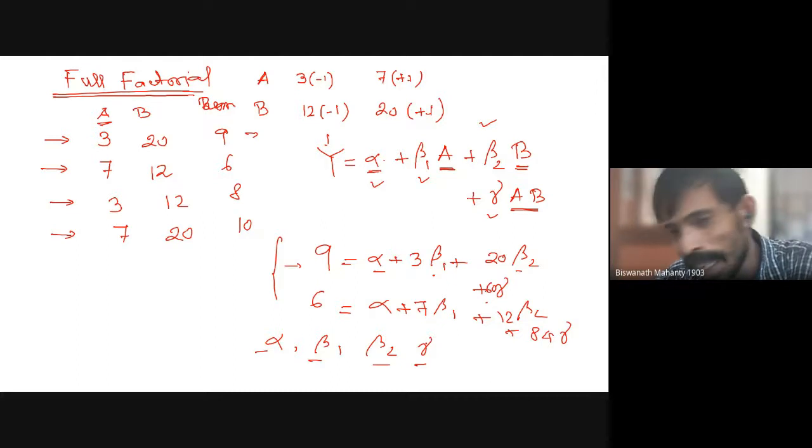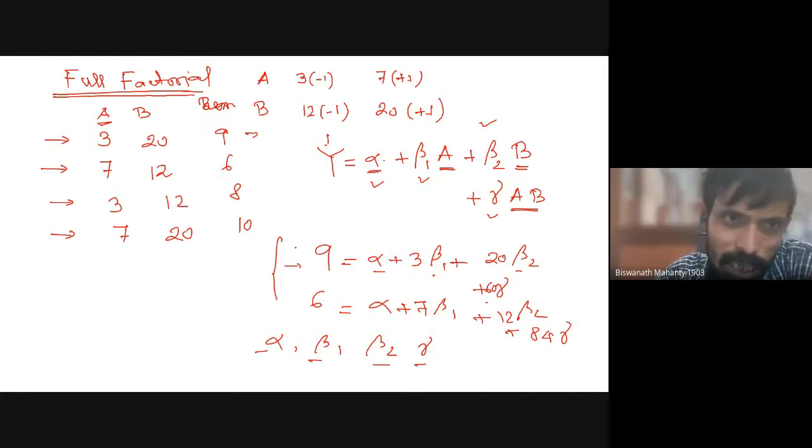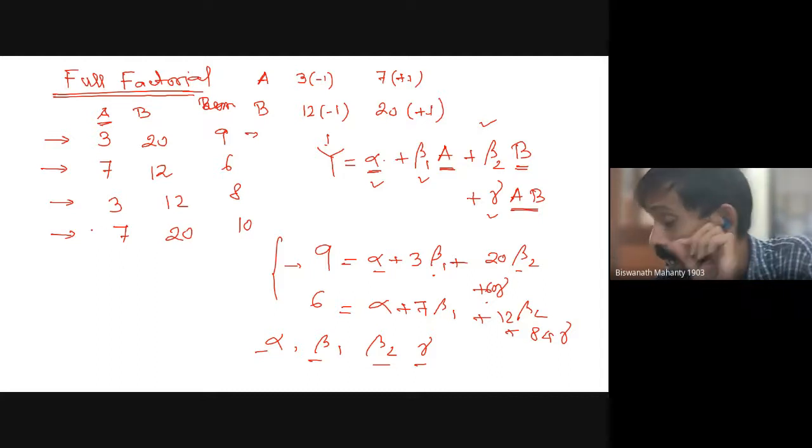But then one question comes. You see, I need exactly how many experiments? 4 experiments. And I am performing how many experiments? 4. How many unknowns are there? 4. This is very, very important when I am running any experimental design.